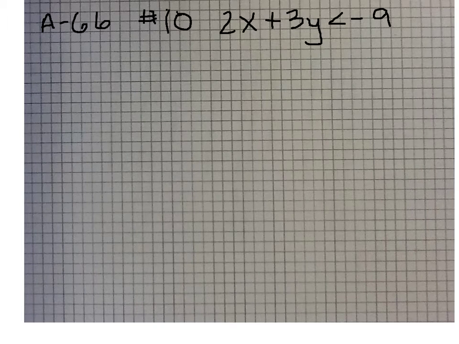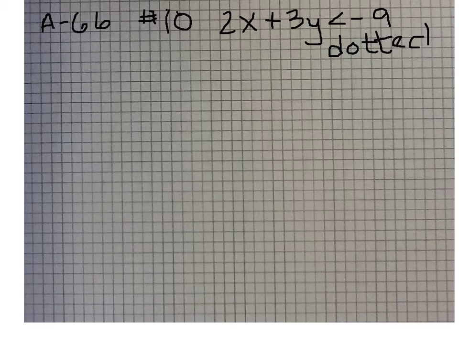Alright guys, so this is A66 and I'm going to do number 10: 2x plus 3y is less than negative 9. So the first thing I'm going to do is say that it can't be equal to, therefore I know I have a dotted line. So there we go.